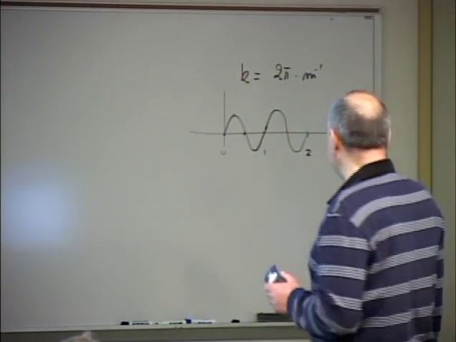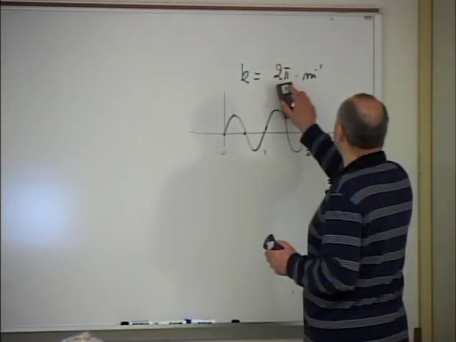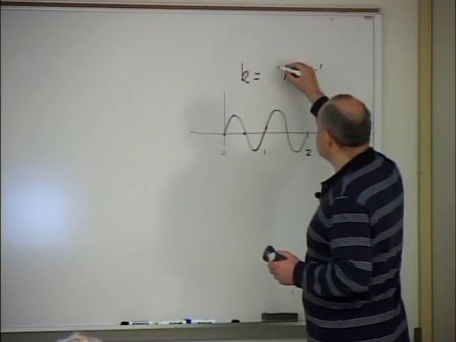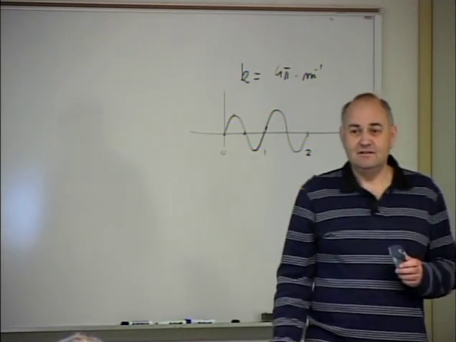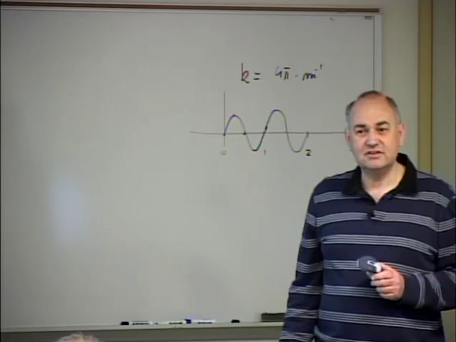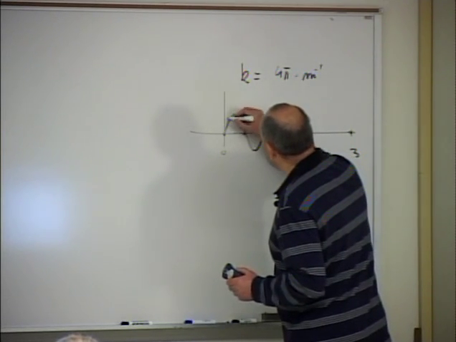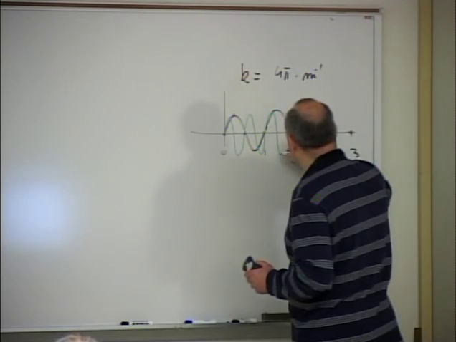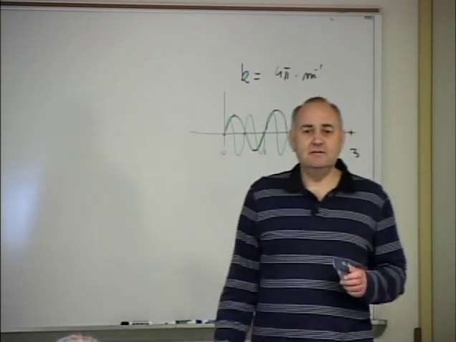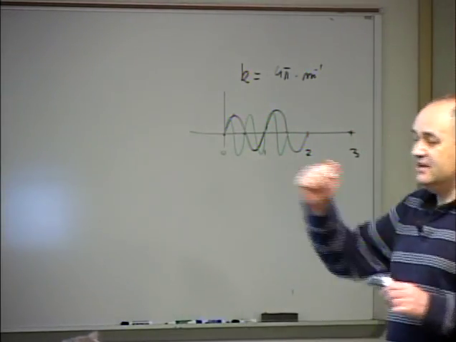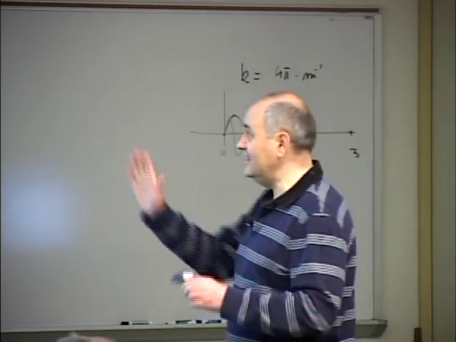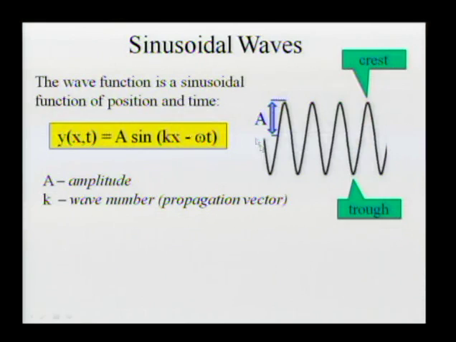Now how about if I take k equal to 4 pi? I'll double it. What will happen with the function? Very good, it is going to be squeezed. So now it's going to look like that. The propagation vector says not only what is the direction in which the wave travels, but also how it is squeezed. More precisely, the larger the value of the propagation vector, the more that wave is squeezed.